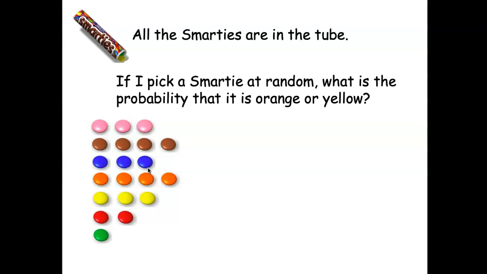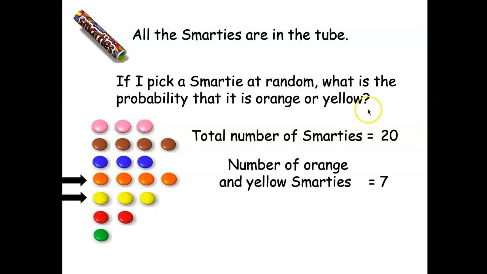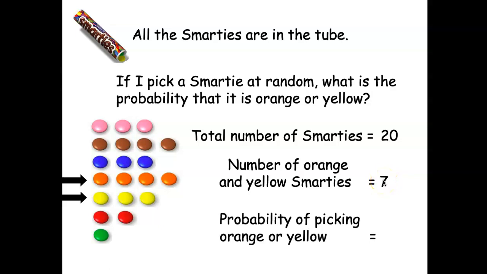Third example. What if you want to find the probability that it is orange or yellow? Again, orange or yellow is the event. Event is one of our math words. First, the total number of possible outcomes is 20, the total number of pieces of candies. Then the number of orange and yellow: I have 4 oranges and 3 yellow. I add them, so I have 7. Now I use the formula that I gave you a while ago: 7 out of 20. That is the probability of picking orange or yellow Smarties.